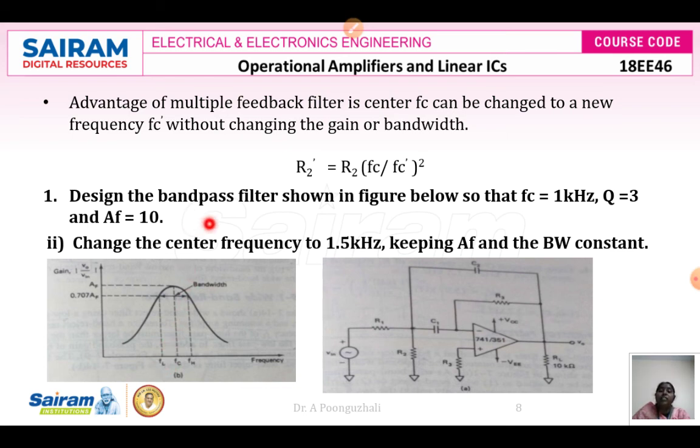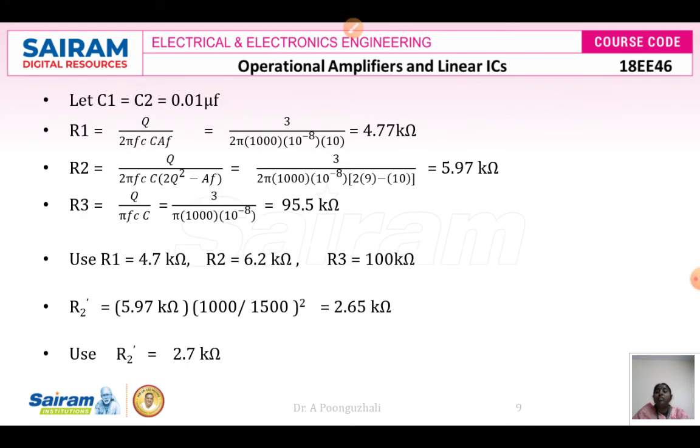So now what they have asked is that we have to design the band pass filter so that FC is going to be 1 kHz, Q is going to be 3 and AF is equal to 10. C1 and C2 are 0.01 microfarad. To find the R1 value, the formula is Q by 2 pi FC into C into AF. Here we know that the Q value is 3, FC, the center frequency, is 1 kHz, C is 0.01 microfarad, that we can write as 10 power minus 8, and AF, the closed loop gain, is 10. Substituting it, we get the value to be 4.77 kilo ohms.